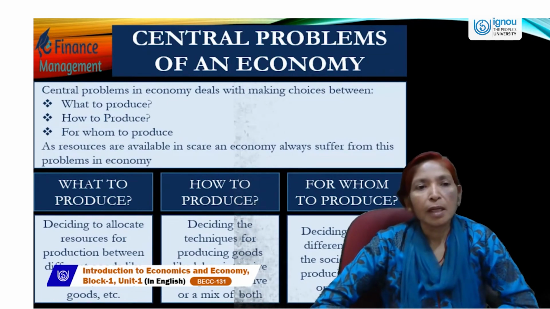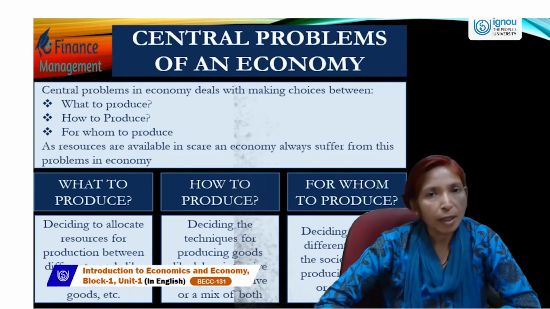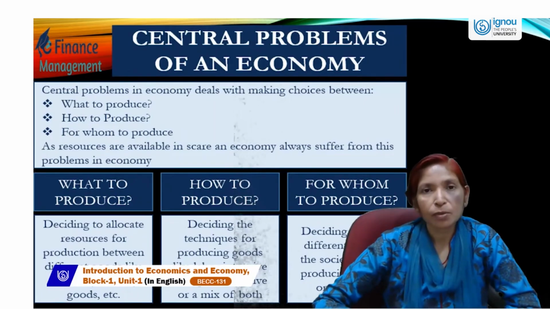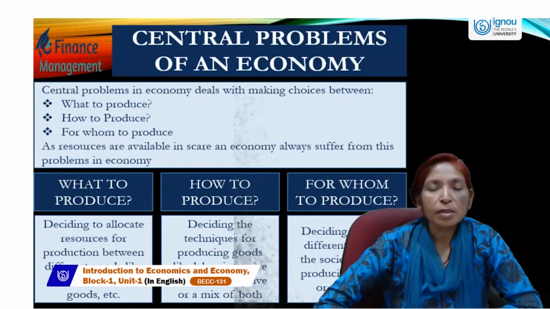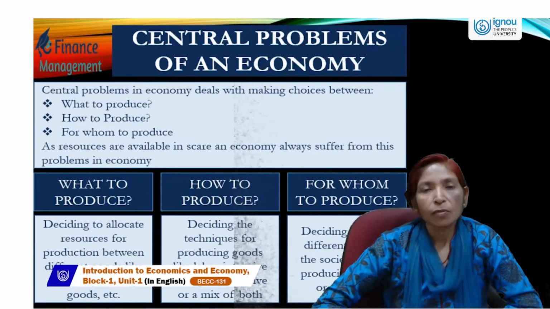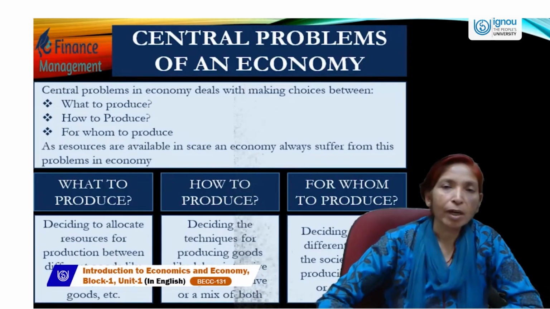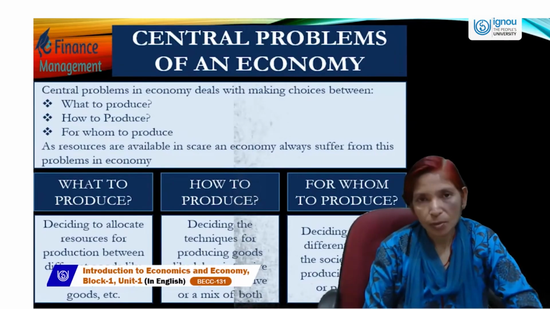Central problems in an economy deal with making choices between what to produce, how to produce, and for whom to produce. The what to produce problem is related with what type of goods and services should be produced and in what quantity. When a producer wants to produce goods and services, he has to make a choice about what type of goods he will produce and in what quantity. Why does this problem arise? Due to scarcity of resources.